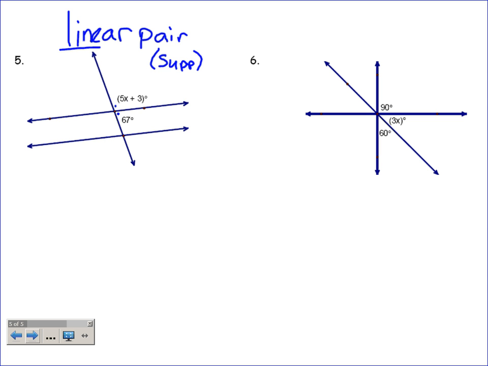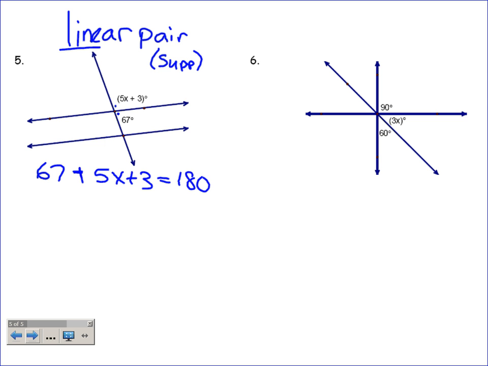Let me ask you what supplementary means. What does it mean? Somebody tell me what supplementary means. So the angles add up to 180. What are the angles? And what else? Okay. Do I put an equal sign between those? No, they add up to what? They add up to 180.